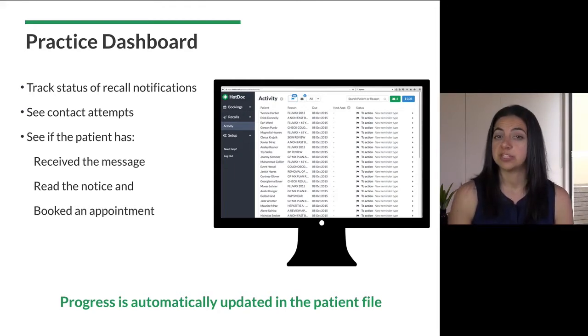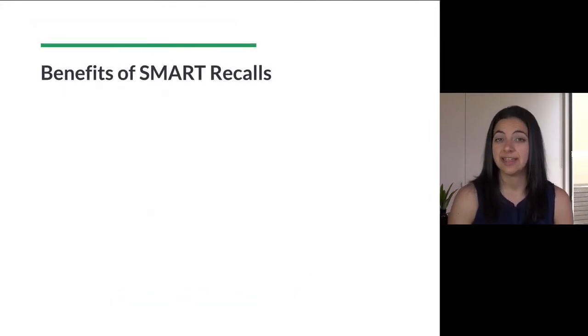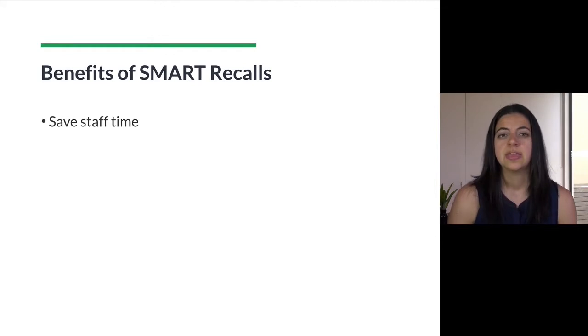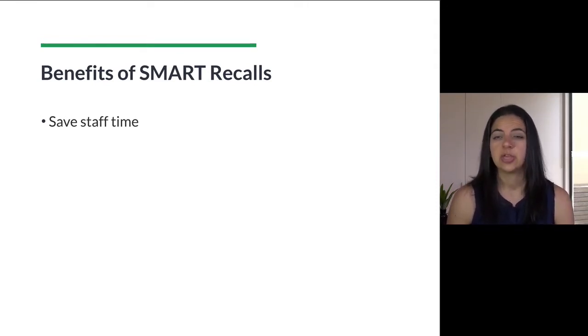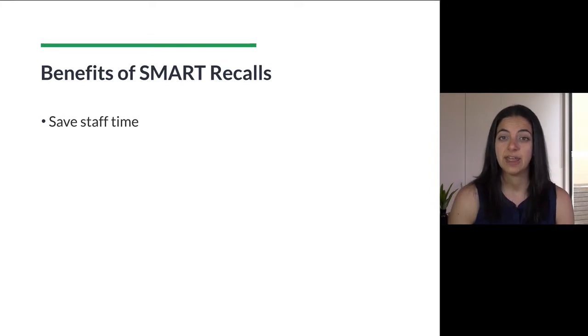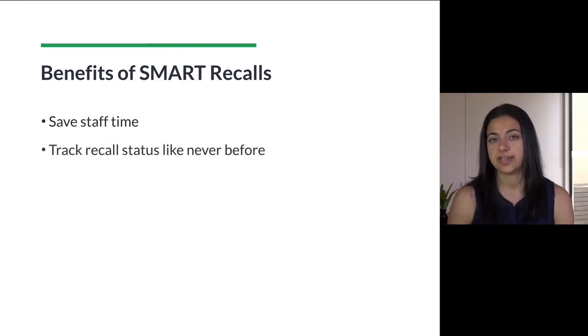Some of the benefits of having Smart Recalls include saving a considerable amount of staff time, since once the practice settings are in place, all recall reasons are assigned to their desired template, and these notifications go out automatically every day. You can track recall status like never before. The cost of a smart notification is a fraction of the cost of a stamp, and that's before taking any paper, printing, folding, or mailing time into consideration.